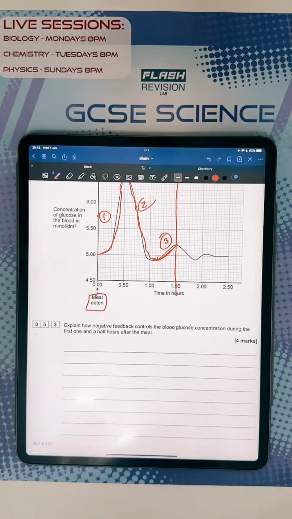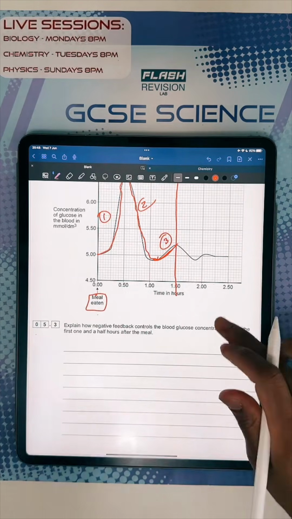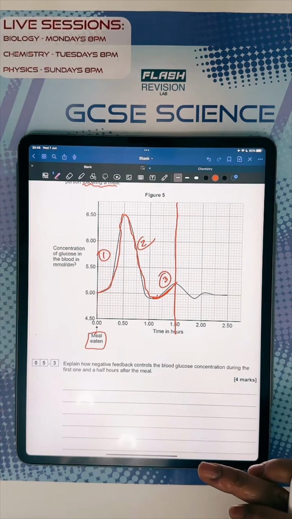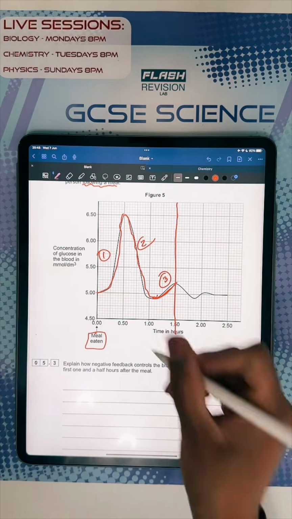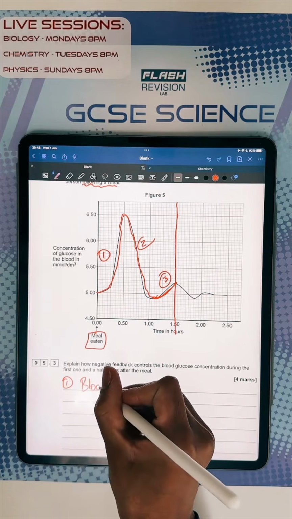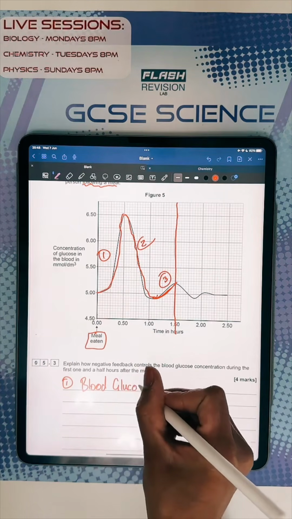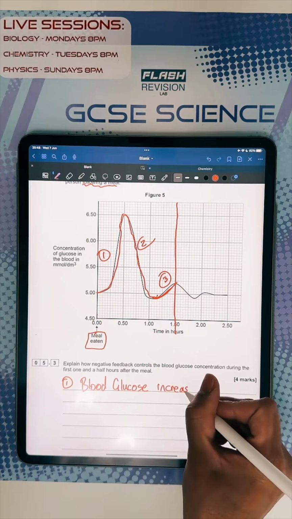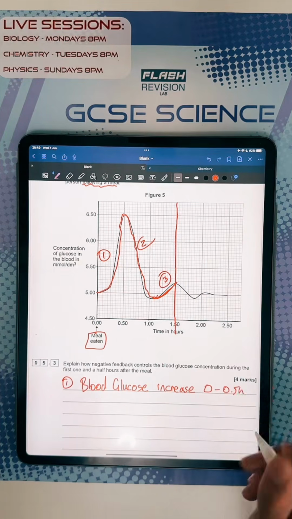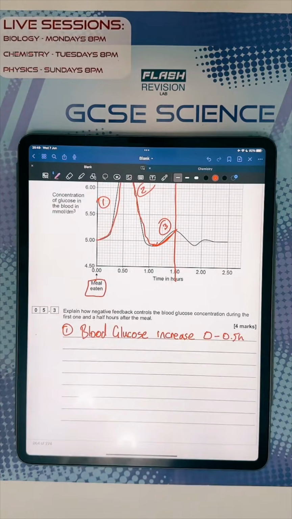So first, let's talk about the rise. You should try and use the actual data in the graph to explain this. Blood glucose after the meal peaks at half an hour. Increases. Yep. So the first part is increasing. Why does that increase? Number 1. Blood glucose increases from about 0 to 0.5 hours, I'd say. It's because they've just eaten food, so the glucose from the meal has entered the blood.